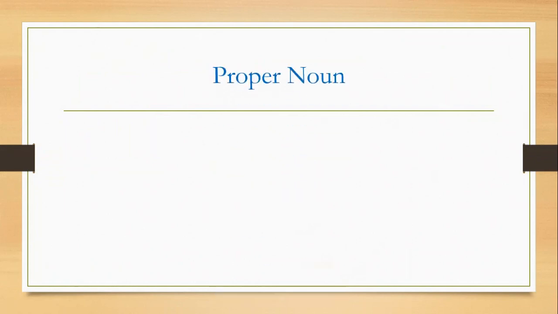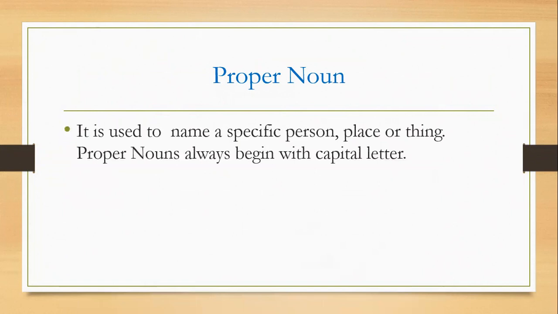Our next type is proper noun. What is a proper noun? Proper noun is the name of some particular person, place, or thing. It is used to name a specific person, place, or thing. Proper nouns always begin with a capital letter in English.